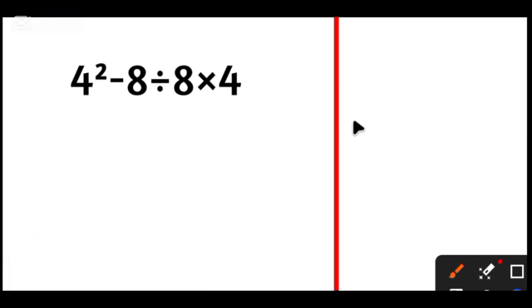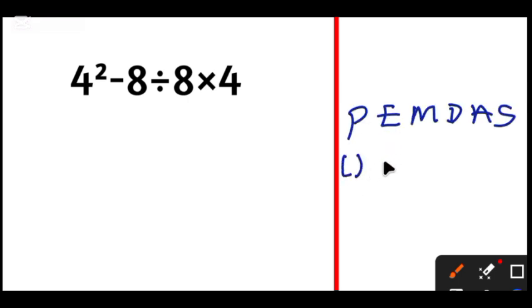Following the order of operations called PEMDAS, P stands for parentheses, E stands for exponent, and after the exponent we do the multiplication and division from left to right. After that you solve the addition and then the subtraction from left to right. Looking at this equation, we can see we have the exponent here, we have subtraction, we have division, we have multiplication. So we begin with the exponent.